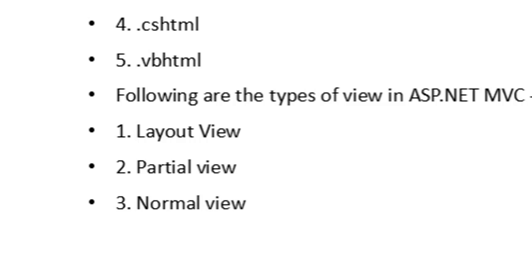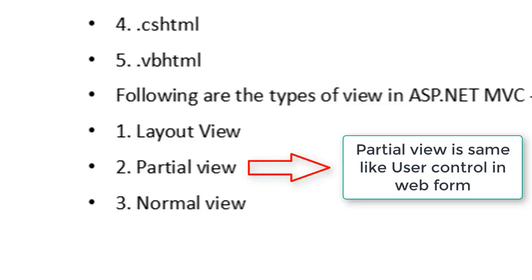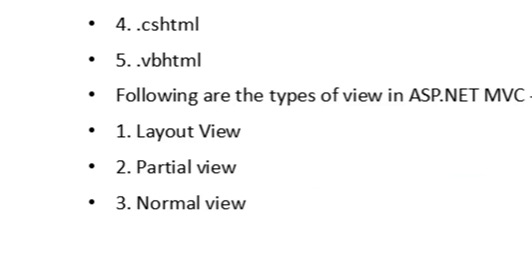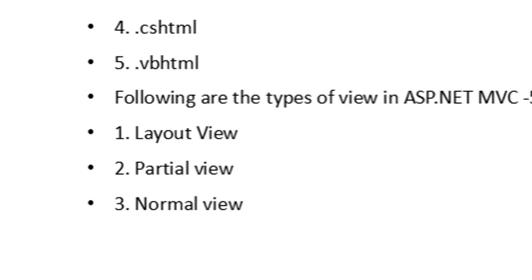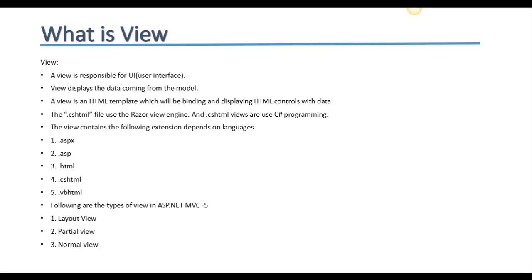What is the partial view? If you are going to return some portion of data to the view, then we can go with the partial view. The normal view is a normal view like the web form, and the extension of this is .cshtml or .vbhtml based on the language.